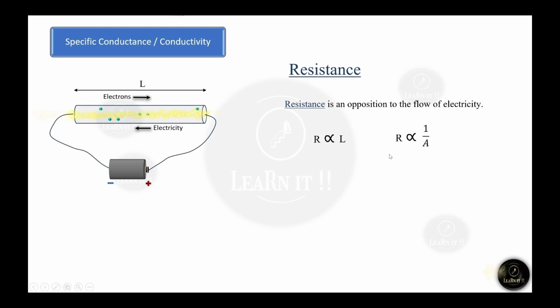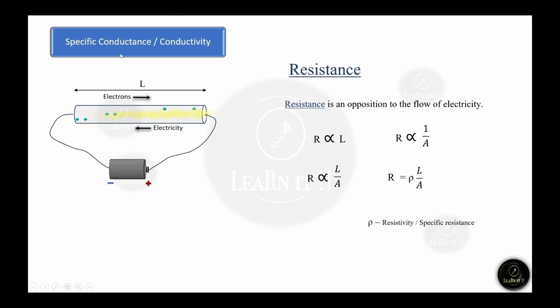And this resistance is inversely proportional to area. This is the surface area of the conductor. So if this surface area is more, it means if the conductor is wide, then this resistance is less. By combining these two, we get R is directly proportional to L by A. We can replace this proportionality sign with a constant. Then we get R is equal to rho into L by A. Here the rho indicates resistivity or specific resistance.